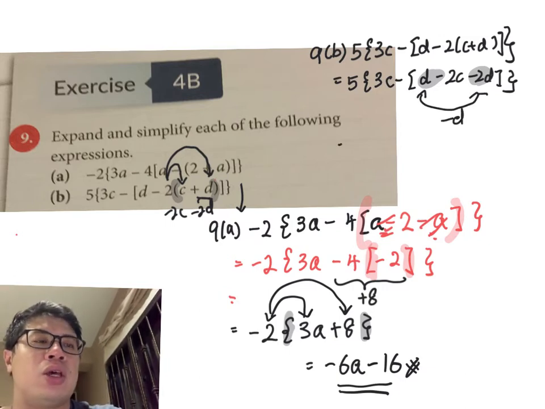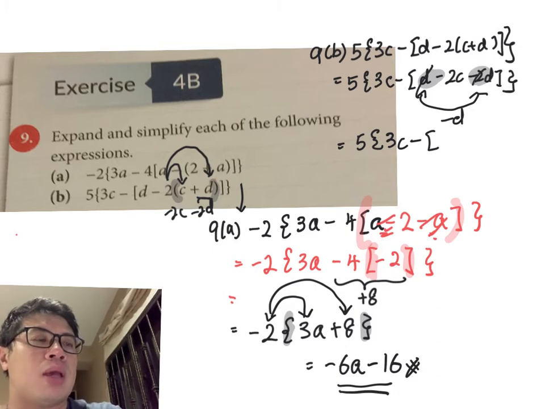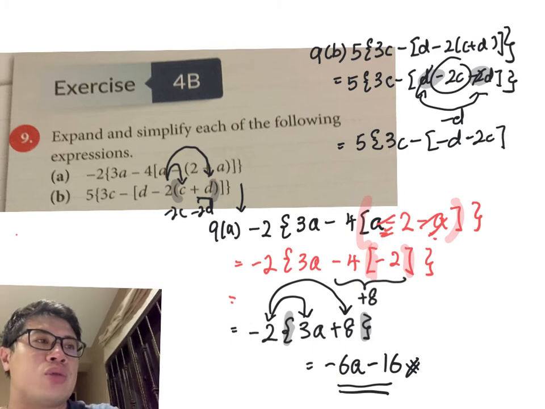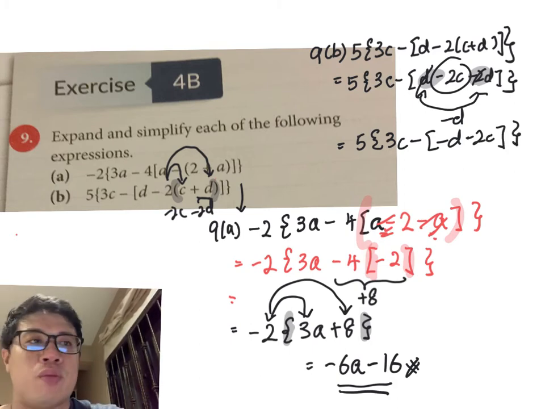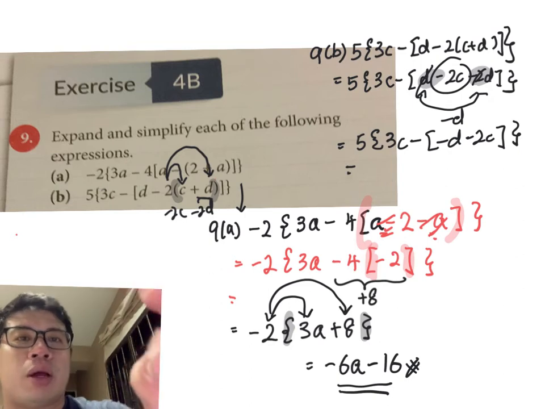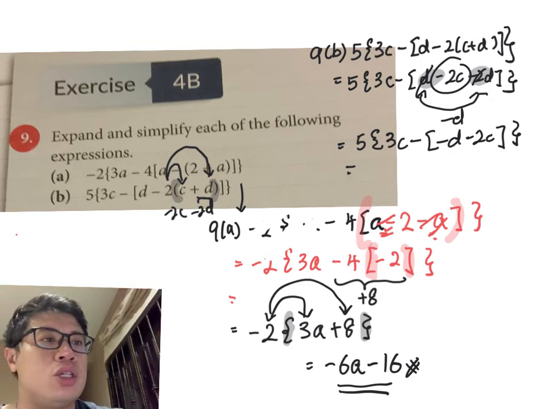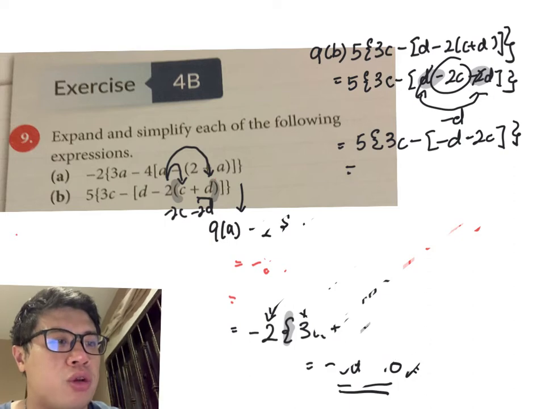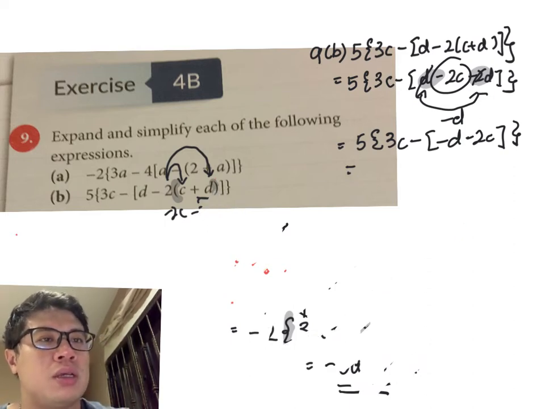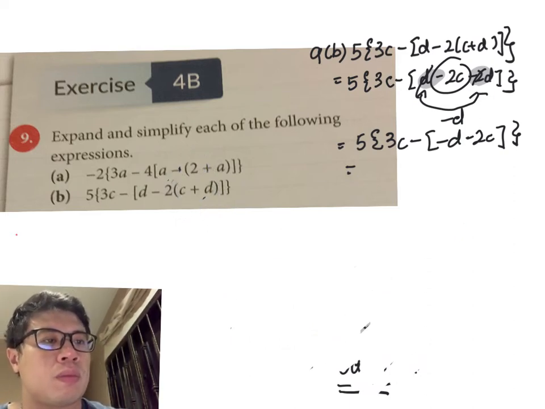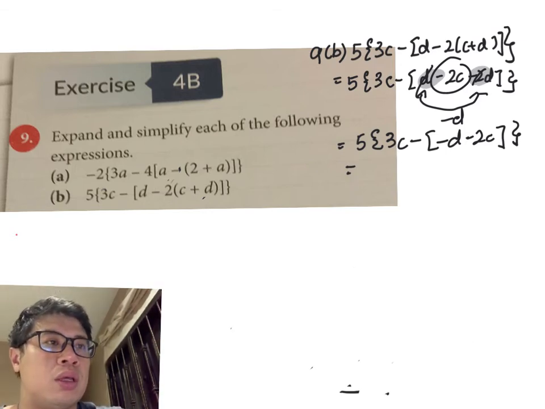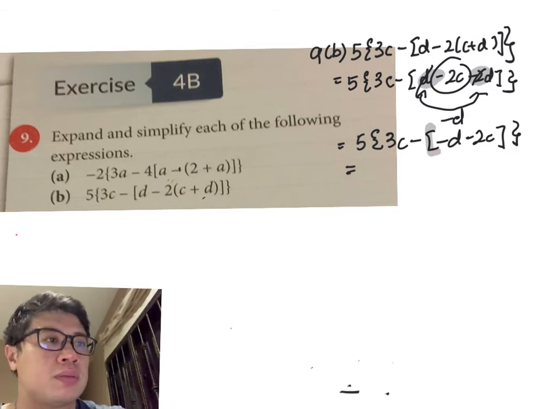A negative d. So I rewrite my answer, 3c minus, keeping the square brackets. So remember, this gives me a minus d. Minus 2c is still there. Don't forget, the minus 2c, the minus sign does not go away. It remains there. So my next move now is to remove, let me just erase my original 9c so that I have more space. So my next move now is to remove the square brackets.